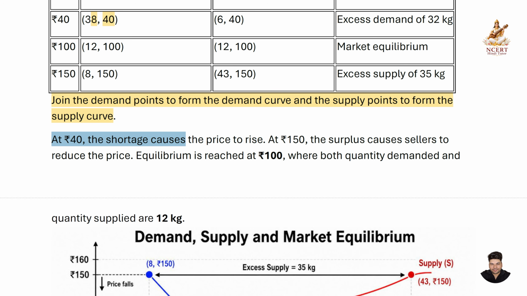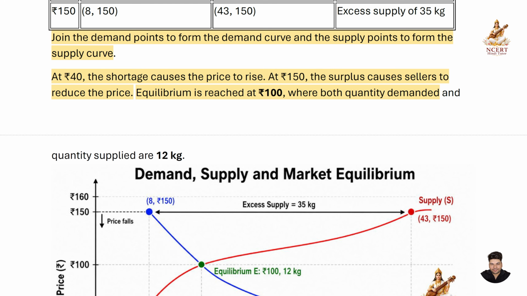At rupees 40, the shortage causes the price to rise. At rupees 150, the surplus causes sellers to reduce the price. Equilibrium is reached at rupees 100, where both quantity demanded and quantity supplied are 12 kg.